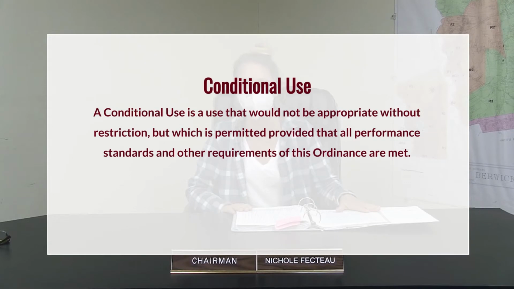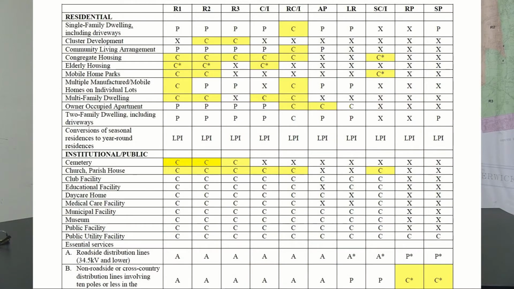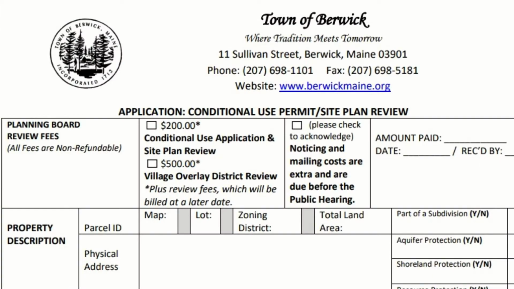Today I am going to talk a little bit about conditional uses. Last week we talked about permitted uses and when you need a permit. Today I just want to go a little bit deeper and talk about conditional uses. On the use table, you'll see the P's, which we talked about last week, which means that you need a permit for that use. And then there are C's, which means that you need to file a conditional use or request a conditional use permit for that. The process for that is on page 56 in your land use ordinance.